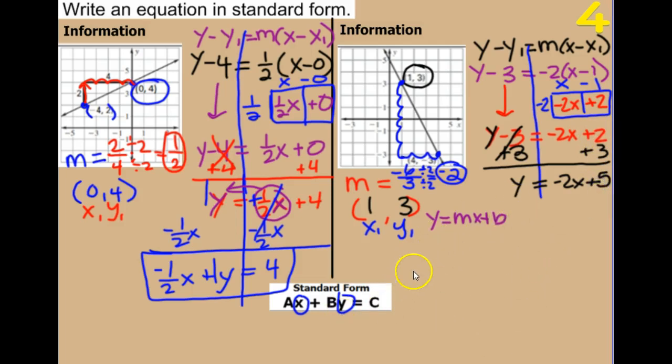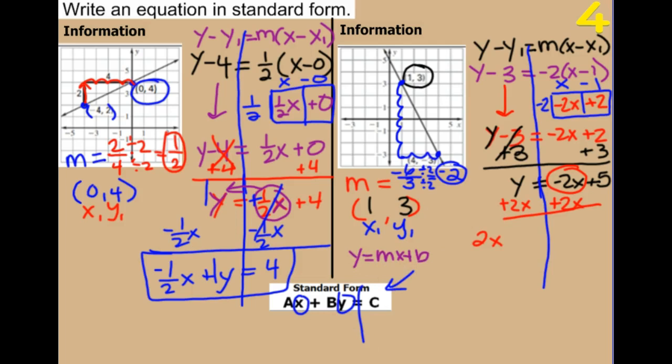And then finally we want this last form with x and y on the same side of that equals. So we need to move this x over to the other side. Right now it's a negative 2x, so I need to add 2x. So write your x's first, 2x, plus y, or 1y, equals now 5.